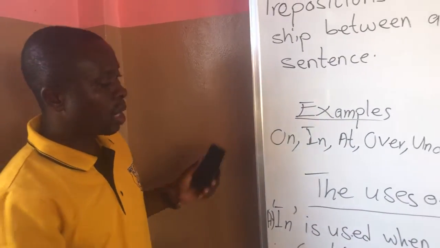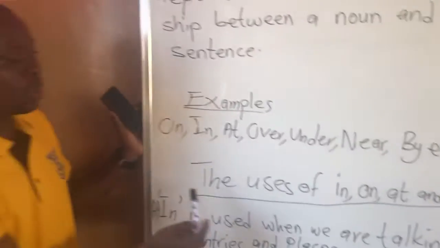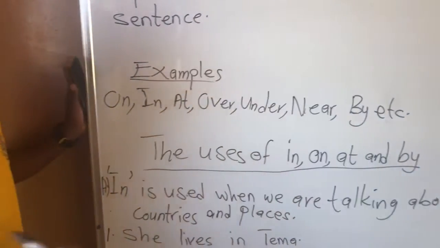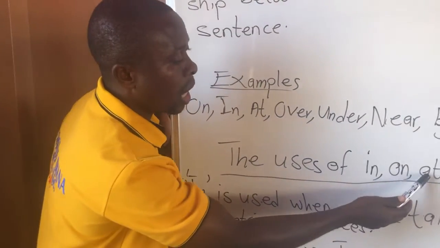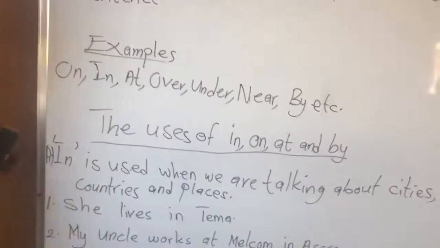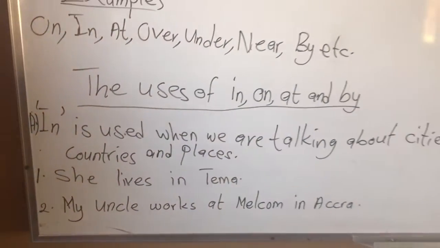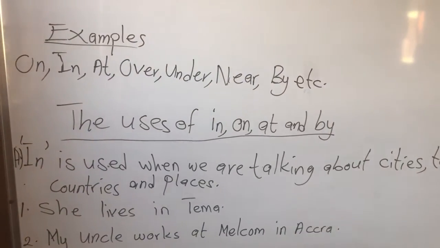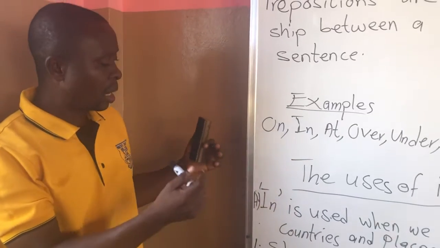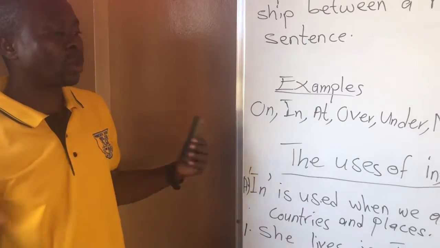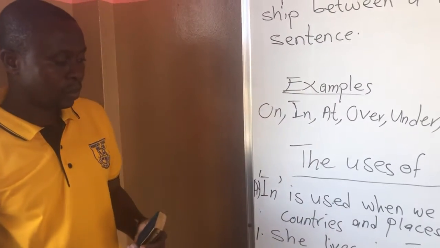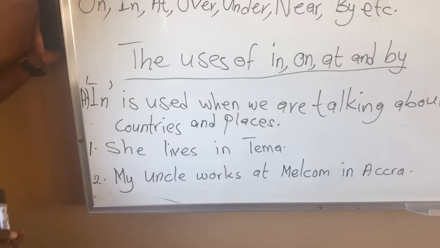Today we are going to talk about the uses of what? In, on, at, and by. Now let's start with in. In is used when we are talking about what? Cities, towns, countries, and what? Places. In is used when we are talking about cities, towns, countries, and places. Now let's look at a few examples.